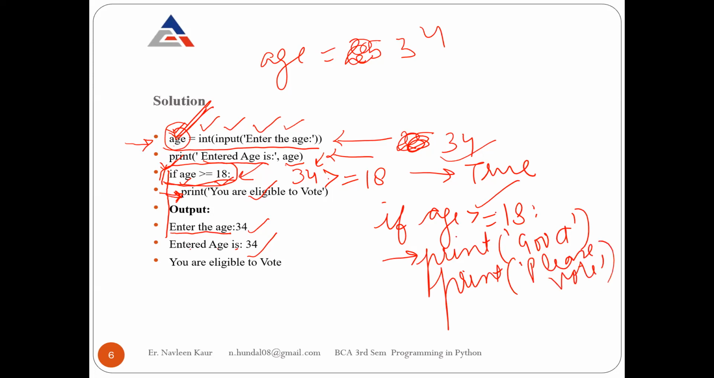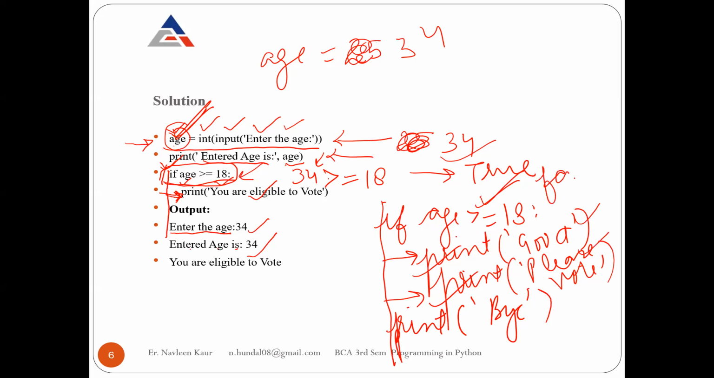So how many statements does this if have inside it? It has 2 statements inside it. And how am I proving it? Because the code is indented. When you finish the indentation, you come back to the same line, this print bye. So this bye is not a part of your if. It means if the condition is true, only these 2 statements will run. If the condition is false, these 2 statements will not run, but this will run because it is not part of the if.